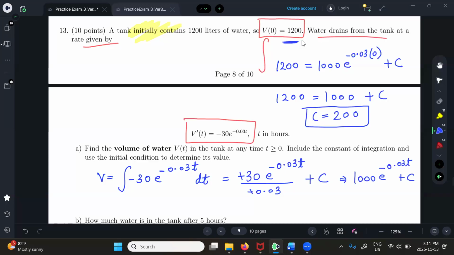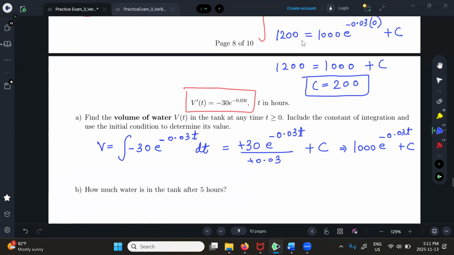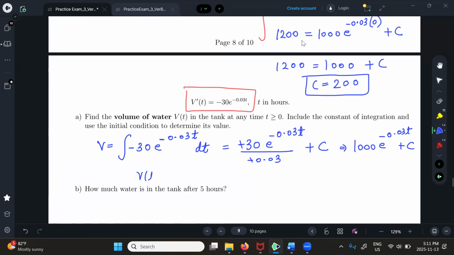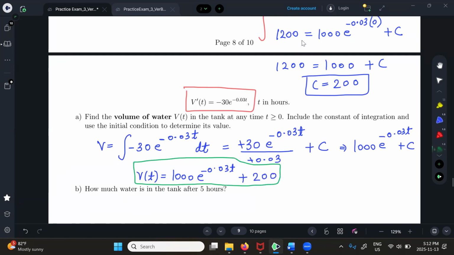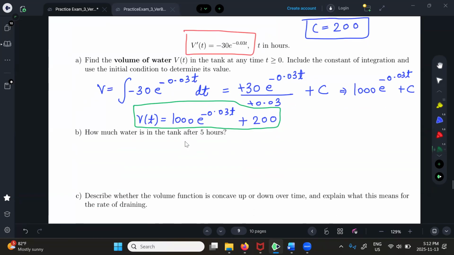Right? Something that we were doing already in question number 10, but now it's just an application part. So what is the volume function? When I replace C, 1000 e to the power negative 0.03 t plus 200. The formulas are there. Same formulas we are using. It's just that you have to remember what to do in a question like this. That's the most difficult part, trying to memorize the steps. Okay, how much water in the tank after 5 hours?